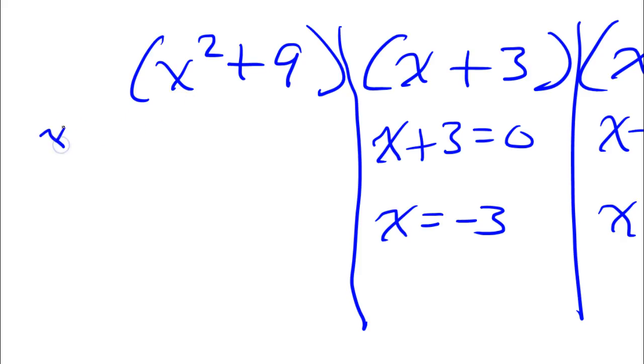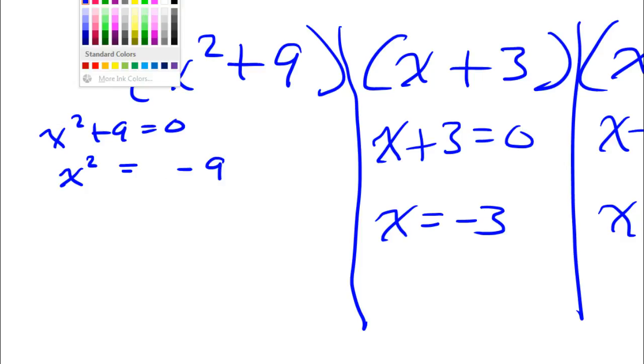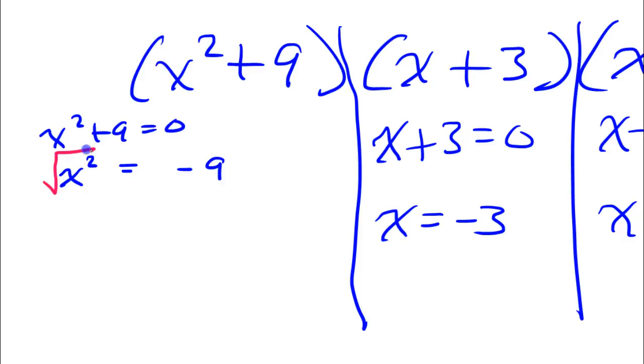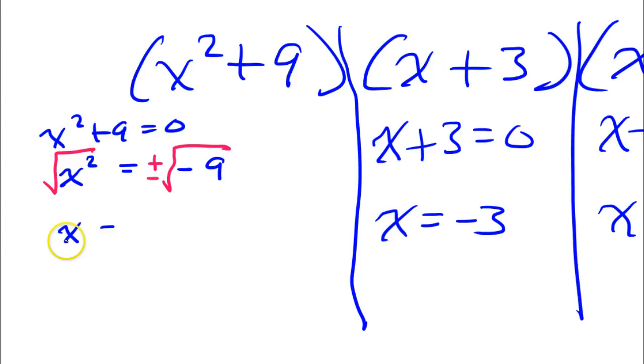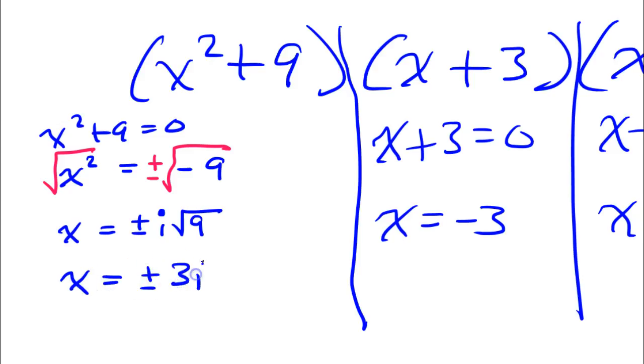Now if I set x squared plus 9 equal to 0, I'm going to subtract 9 from both sides, so that will give me x squared is equal to negative 9. Then I'm going to take the square root of both sides of my equation. All right, don't forget your plus or minus. So that's going to give me x equals plus or minus. Now this negative means it's imaginary, so that's plus or minus i radical 9. But the square root of 9 is 3, so that means x is equal to plus or minus 3i.